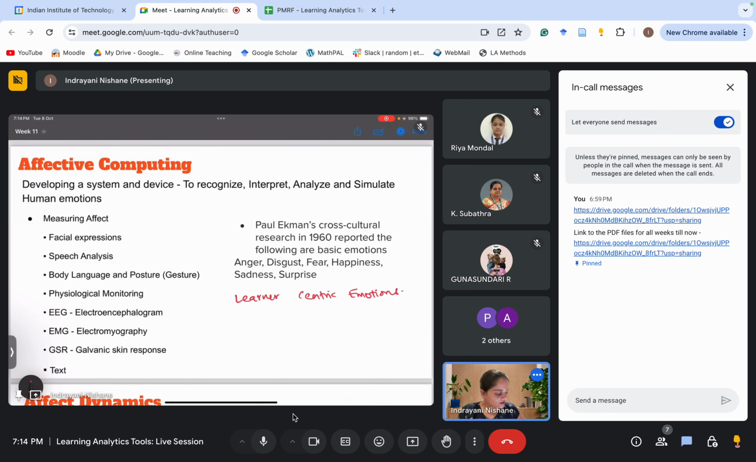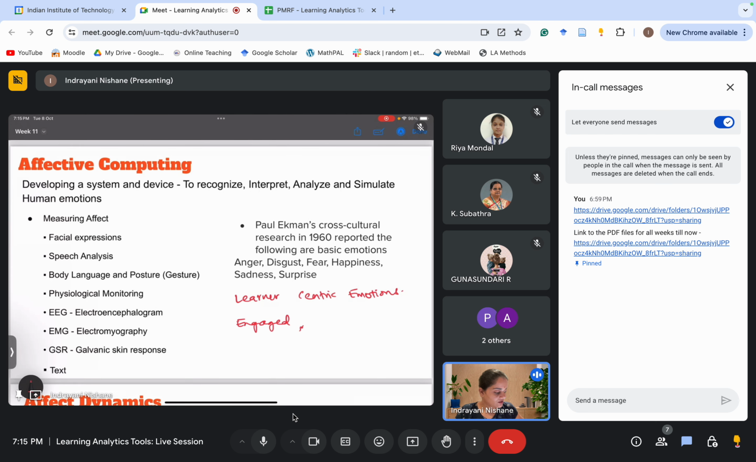Learner-centric emotions are mostly about engagement: how involved students are in the teaching-learning process and how much attention they are paying. Student engagement has different attributes or facets. One is behavioral engagement, then there is affective engagement, how emotionally engaged students are when the teacher is teaching. Likewise, we can gauge whether they are emotionally with the instructor or actively engaged with the instructor.